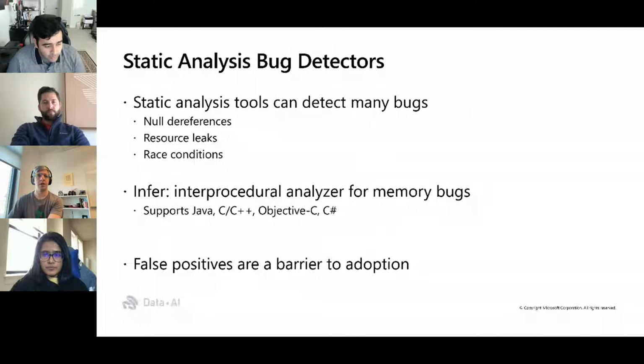C# now as well. However, static analyzers in general, including Infer, tend to report a lot of false positive warnings. And this causes a lot of friction for developers who are trying to use these tools. And we found that this is actually a major barrier to these static analyzers being used more widely than they currently are, and as widely as we might expect.